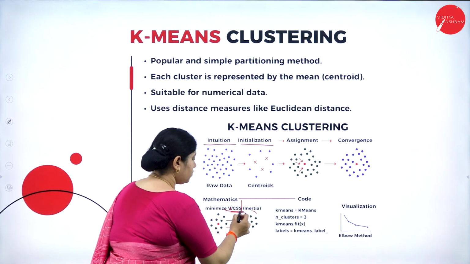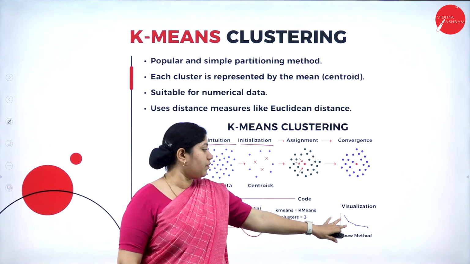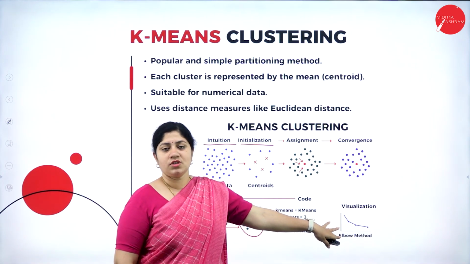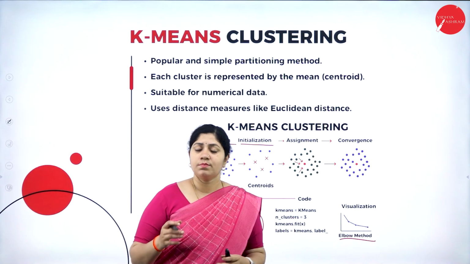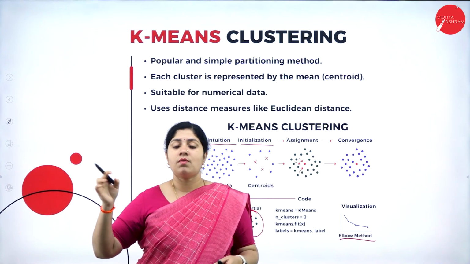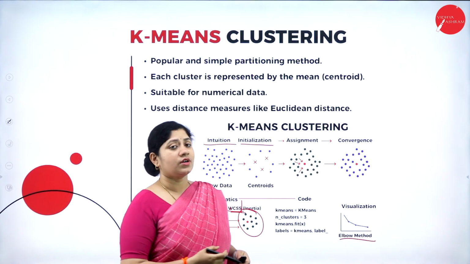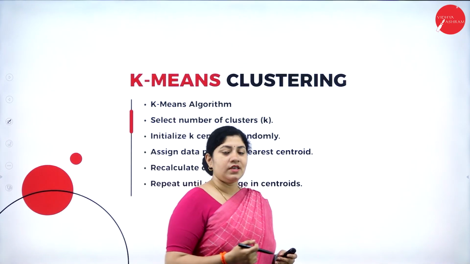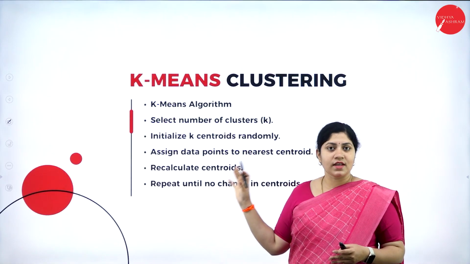So that's what we will be forming, and this can be represented in the form of a graph, the visualization, which is formed through the elbow method. That's a simple method which uses various cluster values in order to form visualized data. So this is how k-means clustering works. Yes, now let's start with understanding the exact algorithm.